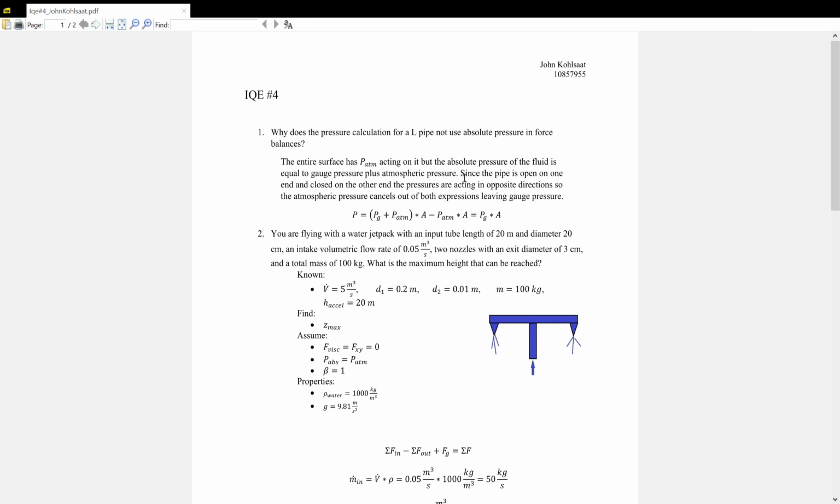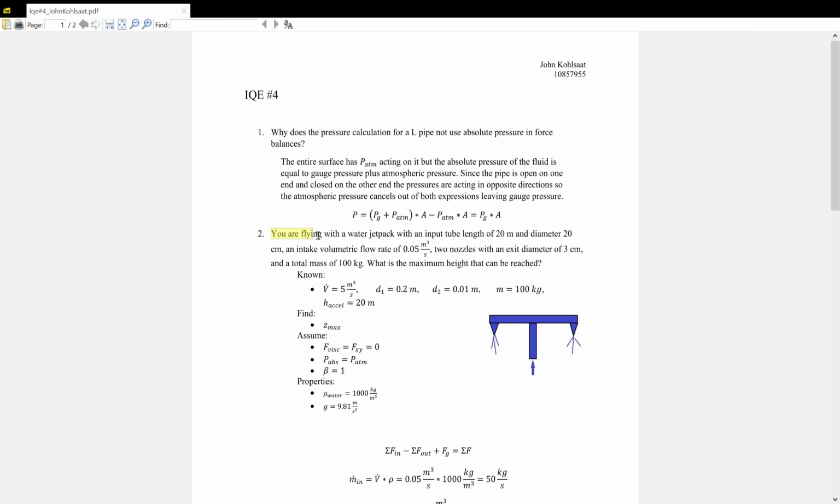And since the pipe is open on one end and closed on the other, the pressures cancel out in the force balance, because they're going in opposite directions. And so this lets the atmospheric pressure cancel out, which is shown here.